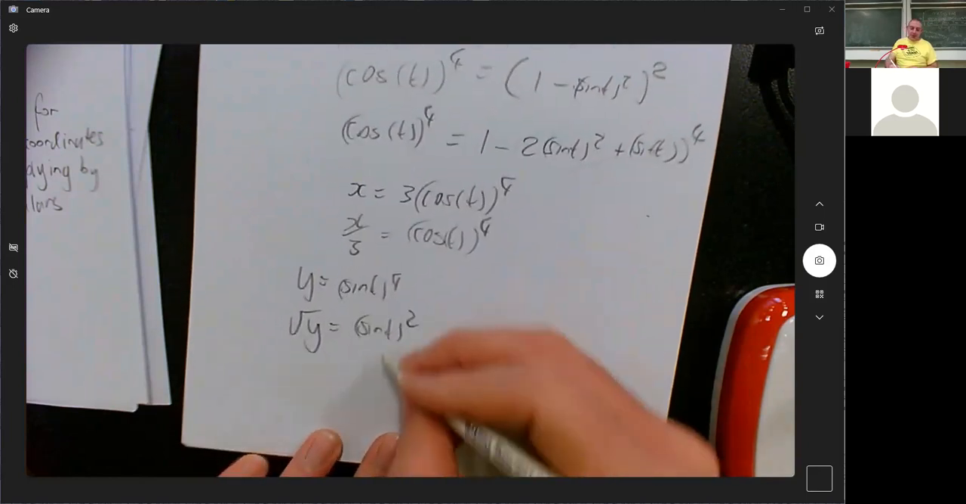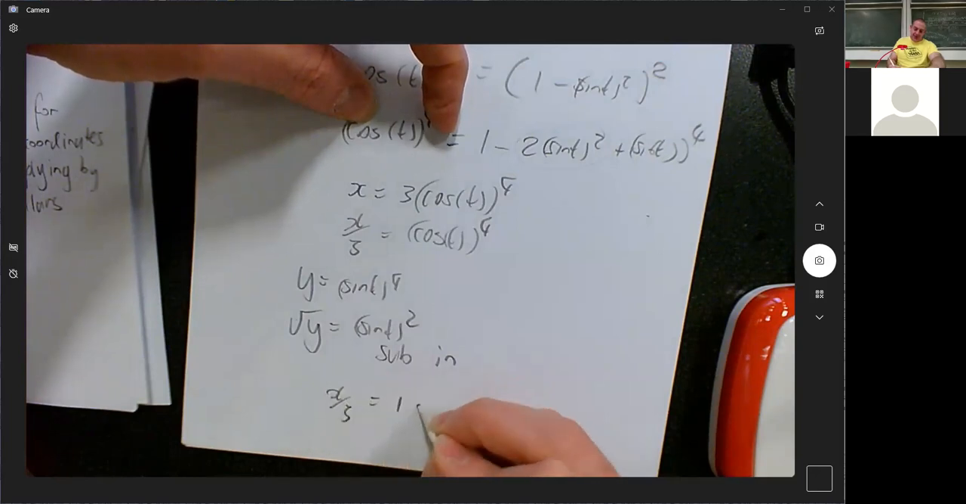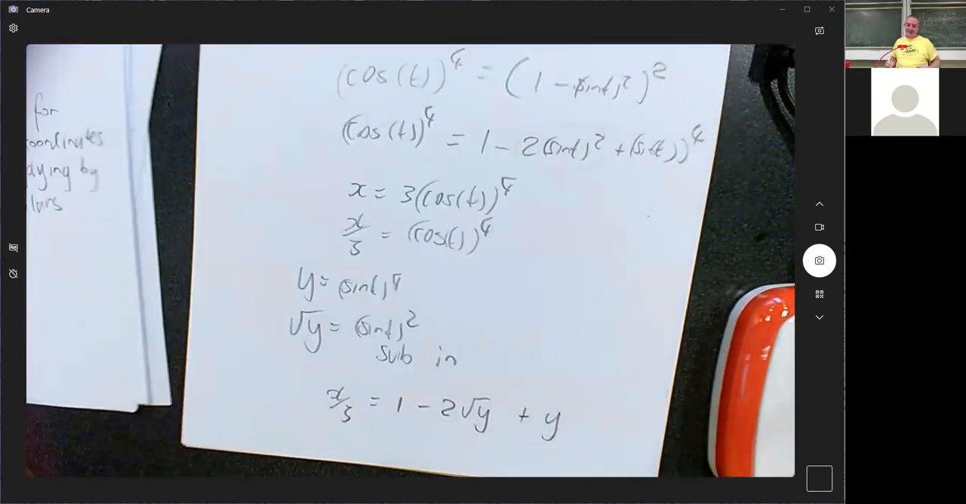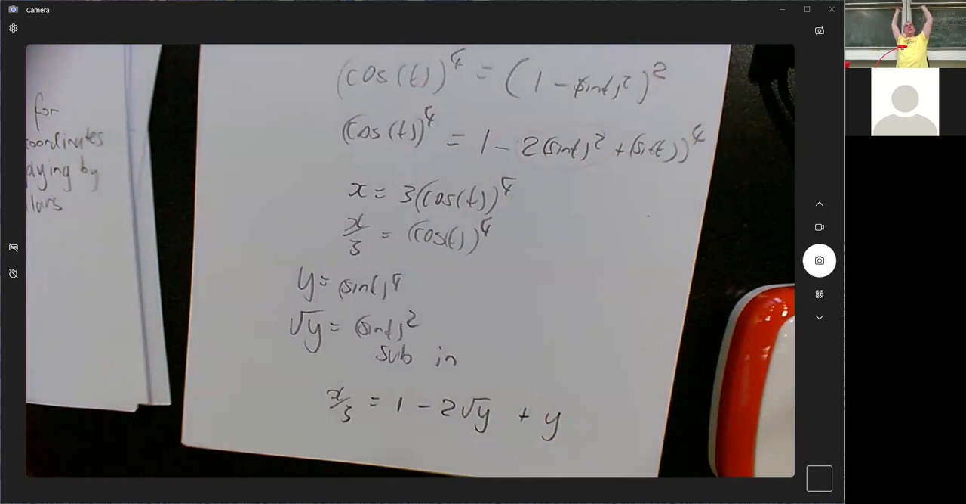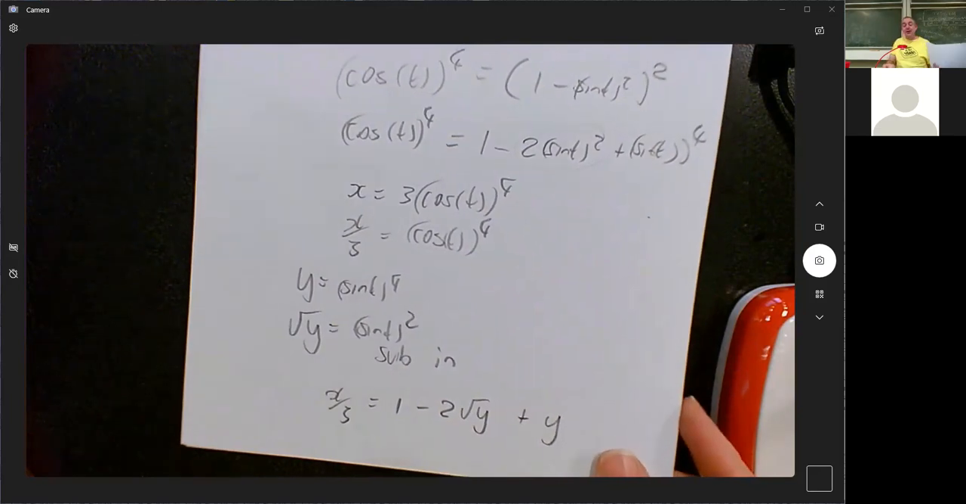And so now I can sub them all in and get that is x on 3, and that is root y, and that is y. Yay! Cartesian, all the t's are gone. Possibly not the quickest way, but a way. If I had made it cos squared and sine squared to begin with, everything would have been much neater, and I could have subbed everything in. All right, that'll do. 75. Wow.